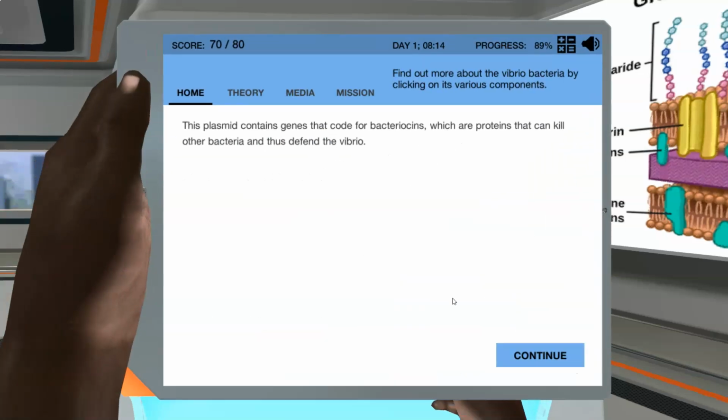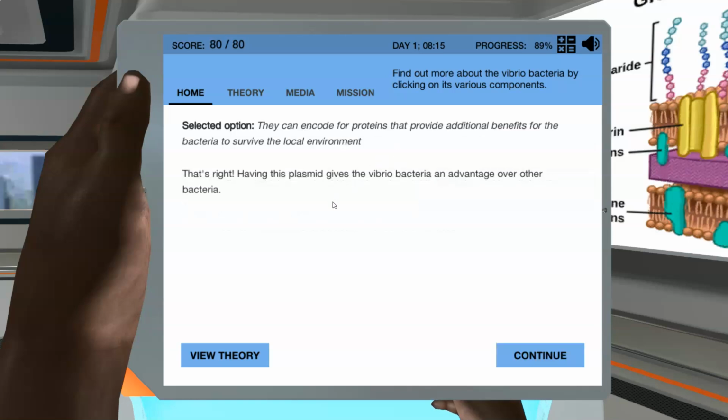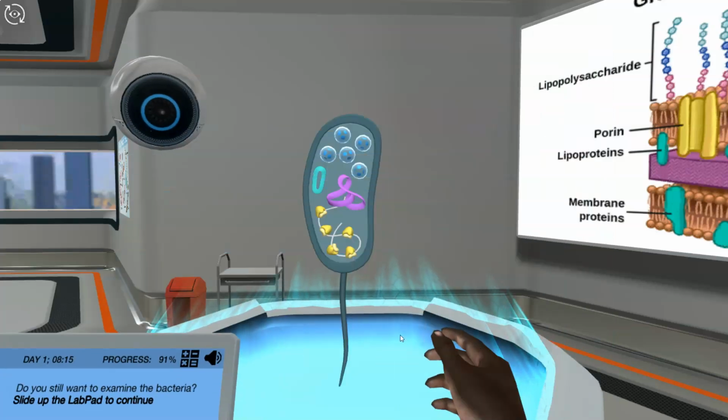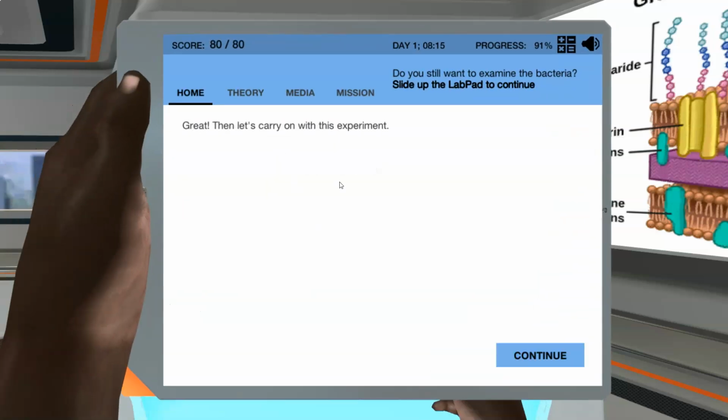This plasmid contains genes that code for bacteriocins, which are proteins that can kill other bacteria and thus defend the Vibrio. What is the plasmid's role in survival in extreme conditions? That's right. Having this plasmid gives the Vibrio bacteria an advantage over other bacteria. Do you still want to examine the bacteria? Are you done examining the bacteria? Great. Then let's carry on with this experiment.